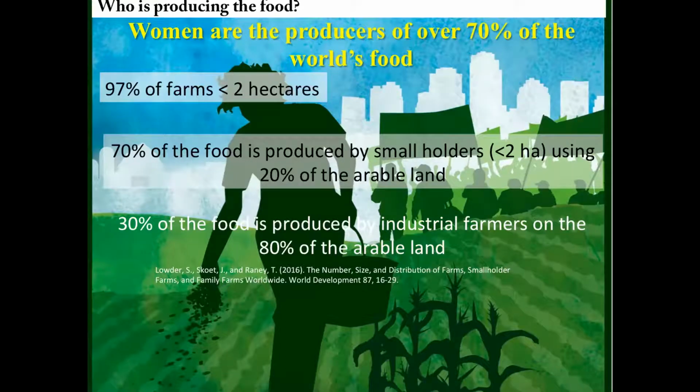We also know that 70% of the food is produced by smallholders using 20% of the arable land, and that 30% of the food is produced by industrial farmers on 80% of the arable land. These numbers are variable according to the source, and some of them might not be reflecting the reality, but this is telling us that smallholders are much more efficient than large farmers. This we have to keep in mind, and that women are a very, very important actor in the production of food.